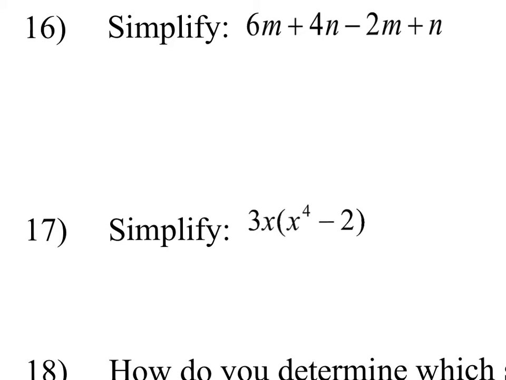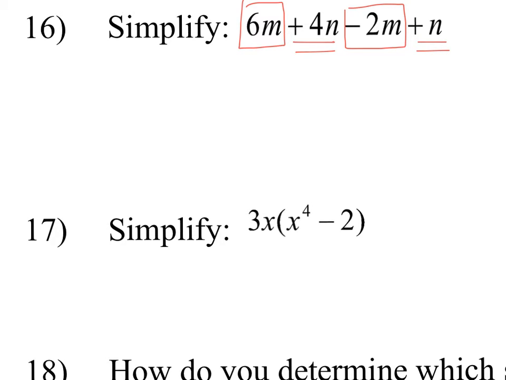Number 16. We haven't done a lot of this in class because technically this would be something that we did in 7th grade. But it wants us to simplify that expression. Well, as you may recall, we're going to combine like terms. Think of this as 6 monkeys, negative 2 monkeys, 4 ninjas, and another ninja.